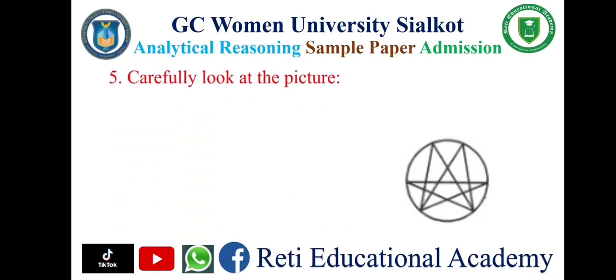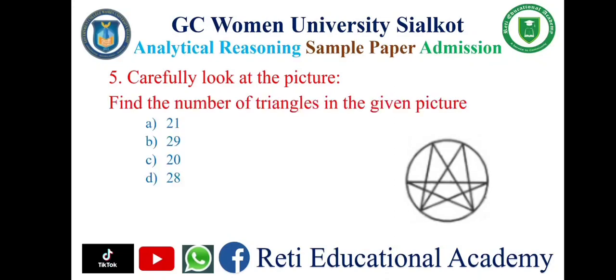Question number 4. Carefully look at the picture. Find the number of triangles in the given picture. A. 21, B. 29, C. 20, D. 28. And the correct answer is D. 28 triangles in this picture.